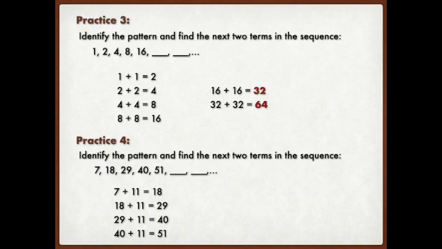I can take 18 and subtract 7 from it and find out 18 minus 7 is 11. Let's see if 29 minus 18 is also 11. It is. So 11 is my pattern, plus 11. So 51 plus 11 would be 62. And then 62 plus 11 is 73. Now, if I get that first number wrong, that's going to also impact the second number. So I do need to make sure and check that the other ones work.